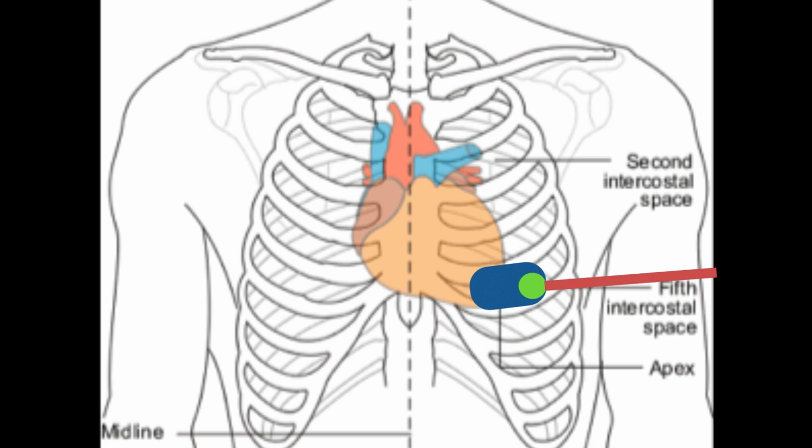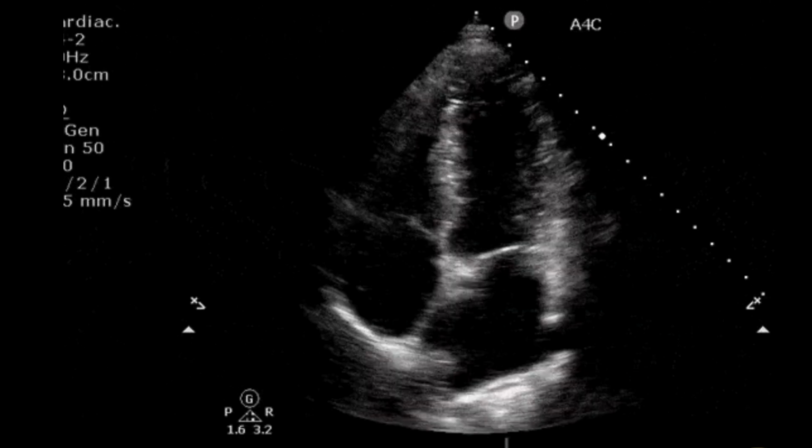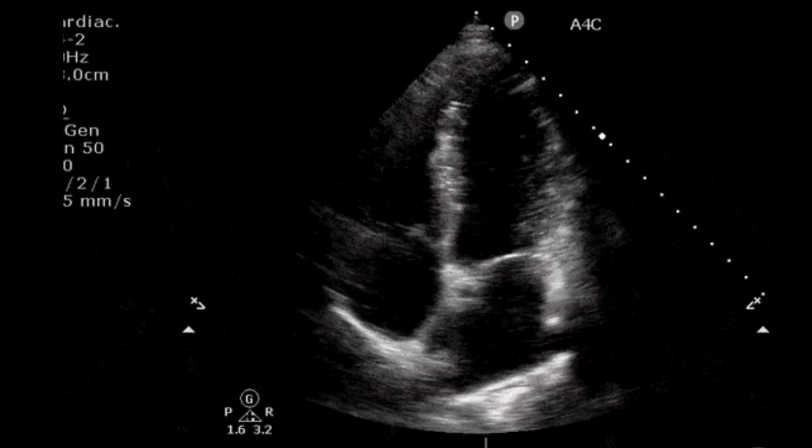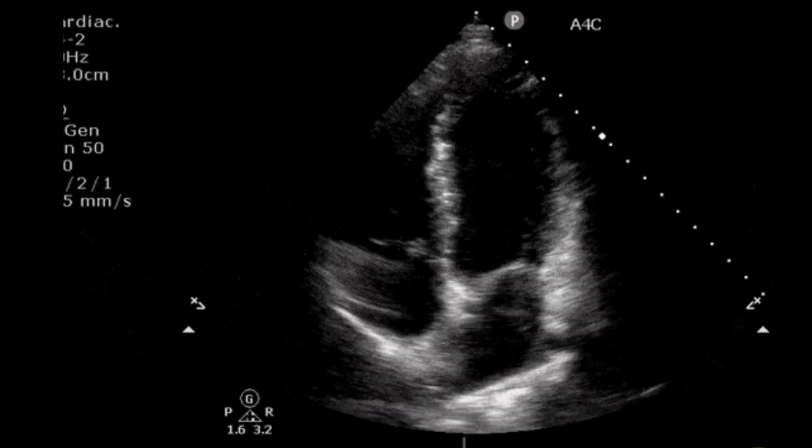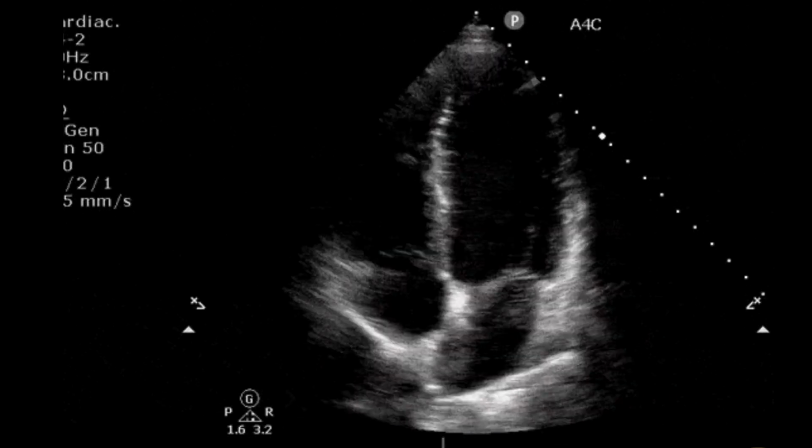Okay, so probe marker, and you need to find the apex. Probe marker is down to the bed. And this is the view that you're getting. Okay, so left is right and right is left. And you should be able to see all four chambers.